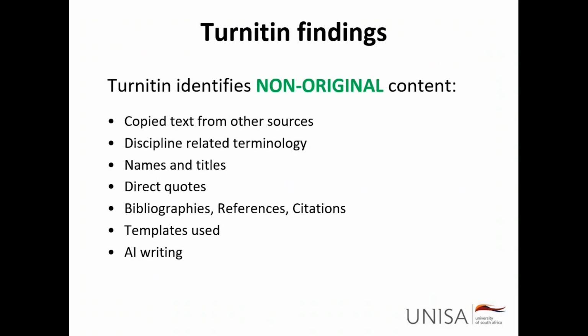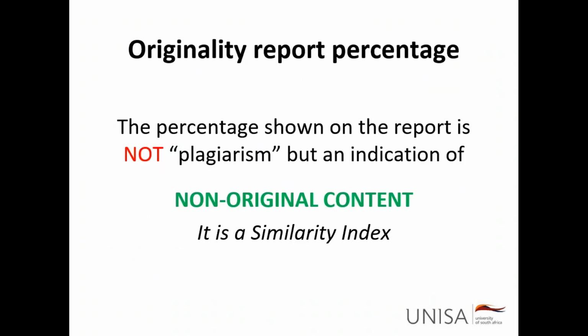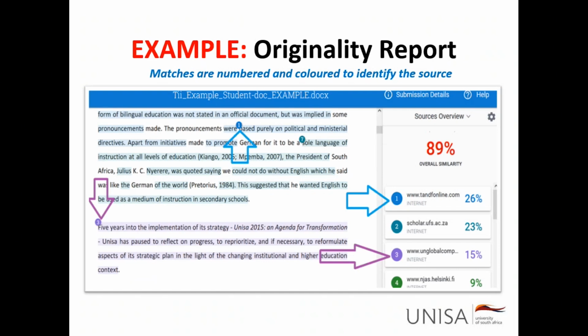Although you have duly acknowledged them, because it is not original, it would be highlighted. And that is why we call it a report of non-originality, and we refer to a similarity index. The report needs to be analyzed to see if plagiarism was present within the specific document, or if there was any other form like ghostwritten content within that specific submission. And here we have an example of the originality report.